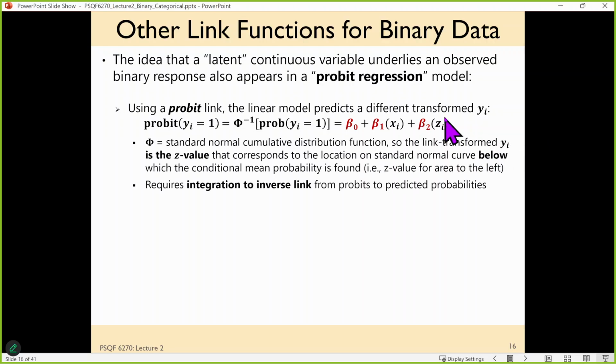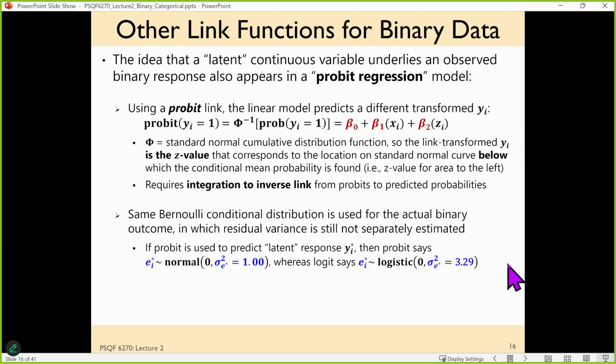It is, more formally, the z-value that corresponds to the location on a standard normal distribution below. So it's the z-score that goes with the area to the left. That's what probit is. So it is also a continuous underlying idea. Rather than saying that we have logits as this continuous metric that's unbounded that we can predict, probits will do the same thing because z-scores go on forever and ever. And the neutral point in probits, z-scores, is still 0. So logits and probits are both continuous symmetric distributions where 0 corresponds to a probability of 50-50.